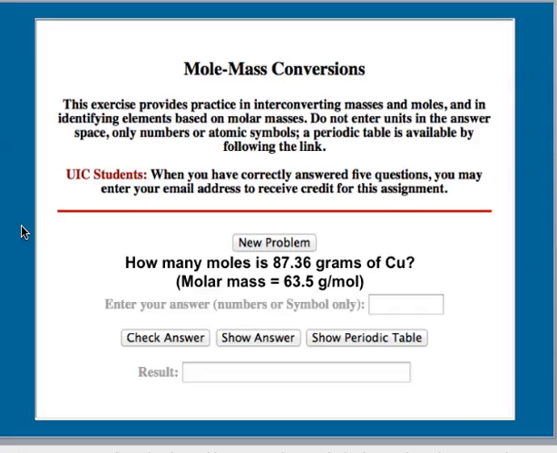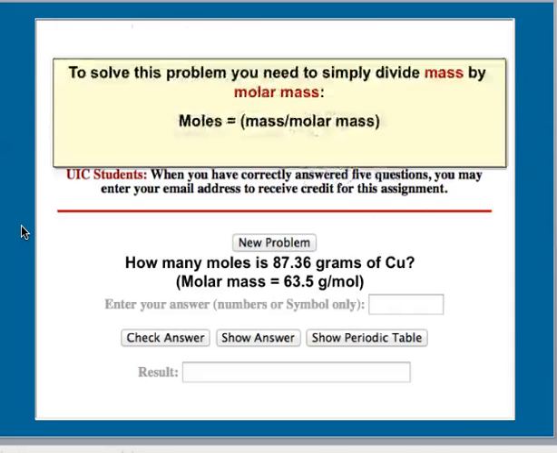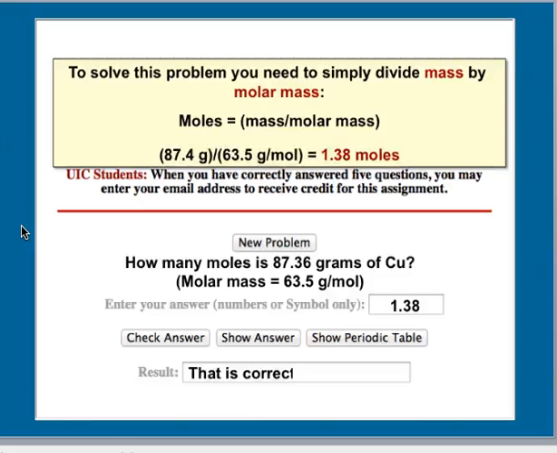That's one of the things that you say before you go to sleep at night. Mass divided by molar mass is moles. Everyone promise you'll say that before you go to bed. Mass divided by molar mass is moles. Mass divided by molar mass, we plug in our numbers. This is 1.38 moles.